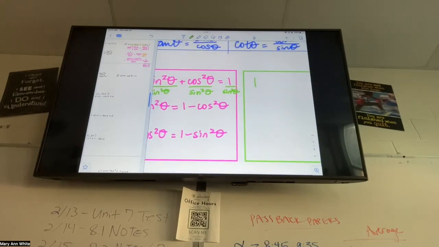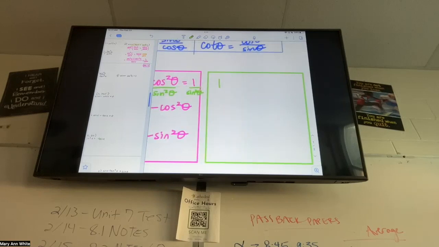What's cosine squared divided by sine squared? What's cosine divided by sine? Cotangent. So if I now have squares in here, it's going to be cotangent squared. And then what's 1 over sine squared going to be the same thing as? Not tangent. What's 1 over sine? It's cosecant. So it's going to be cosecant squared.